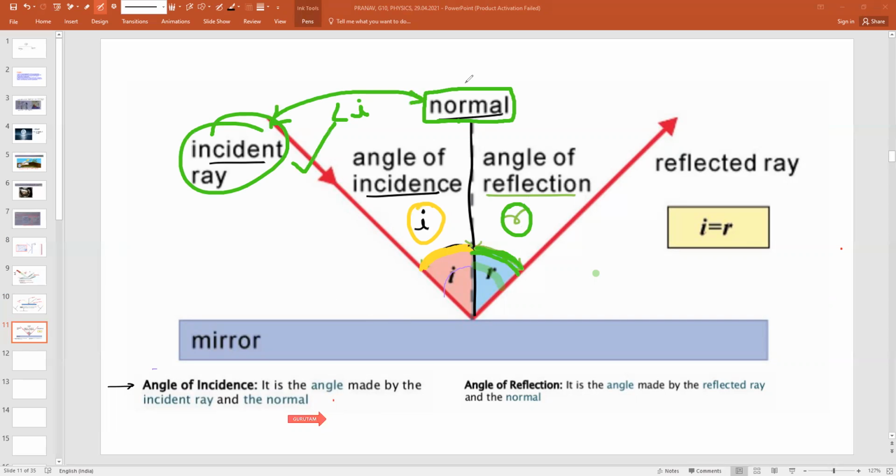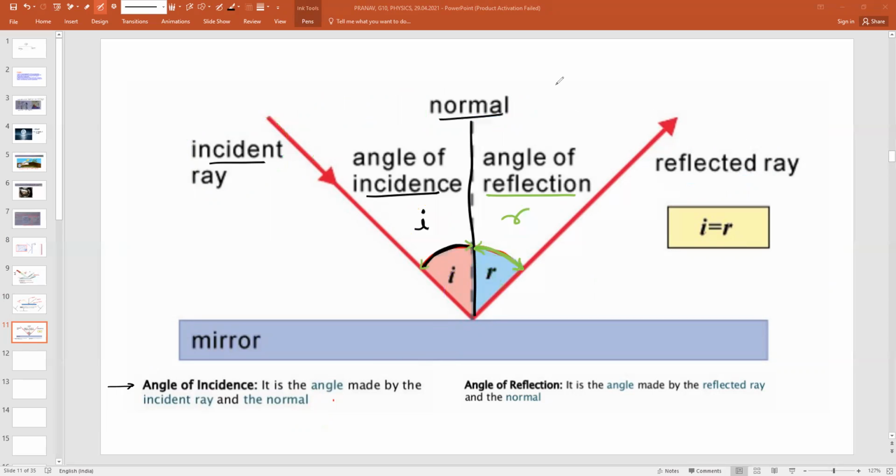And the angle made by the normal and the reflected ray, look here, blue, blue. Can you see that? Normal and the reflected ray, that's called the angle of reflection. Please write it down and make the figure also.